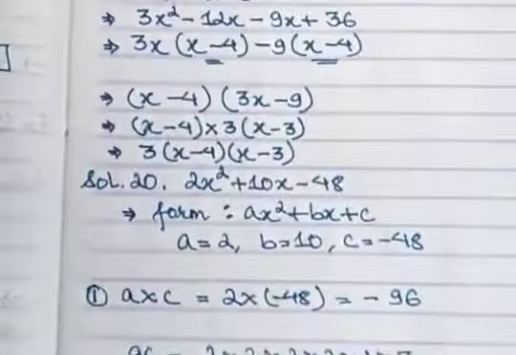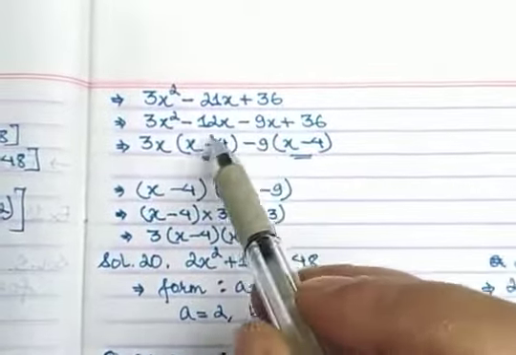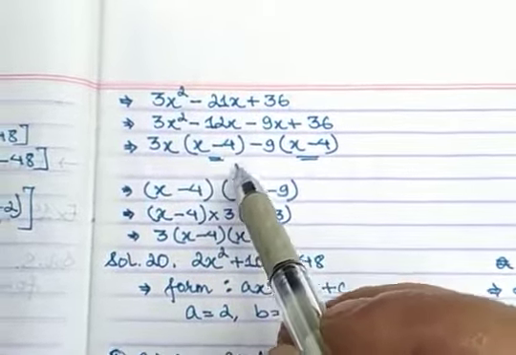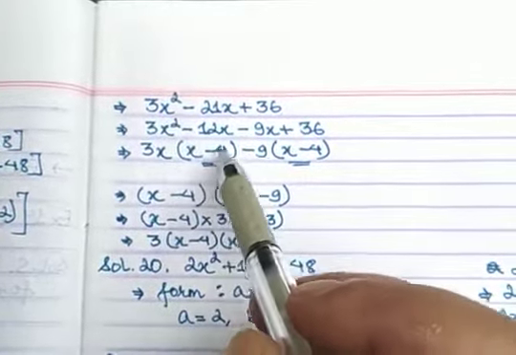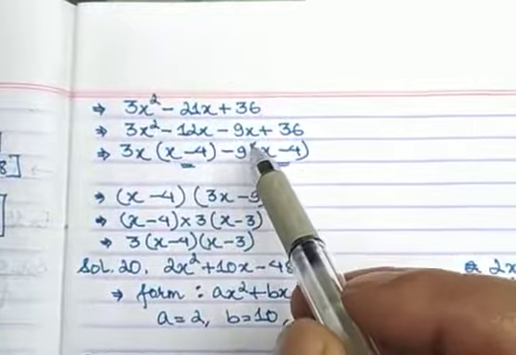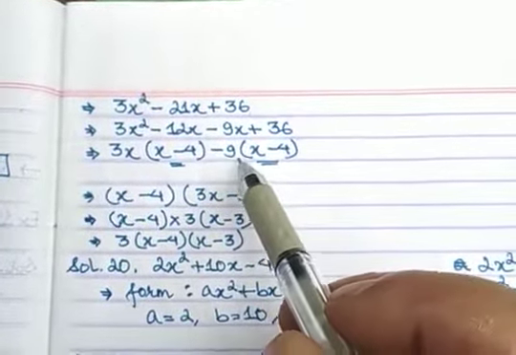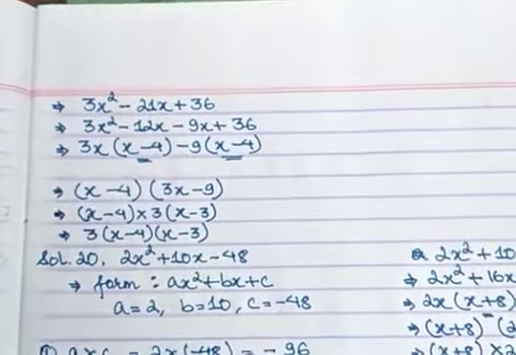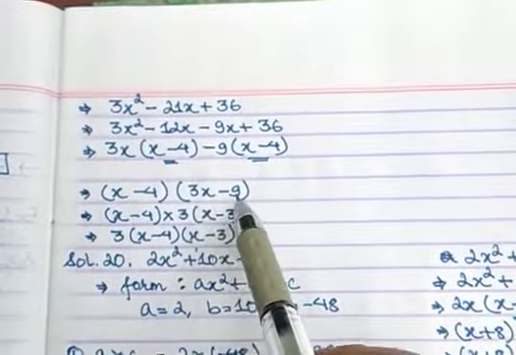So that is what I have done here. See, 3x squared minus 21x plus 36, with minus 12 and minus 9 for the middle term. Now from the first two terms I have taken 3x common. So what is left? X minus 4. From the third and fourth terms, minus 9 is common, so x minus 4 again. In the second last line before the solution, x minus 4 is common, so x minus 4 and 3x minus 9.